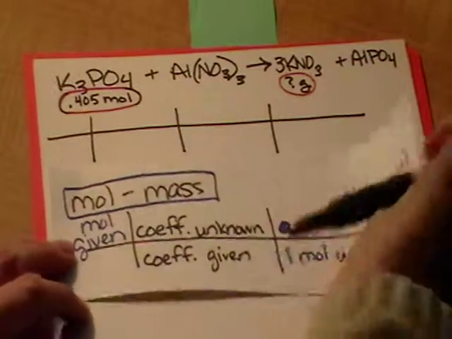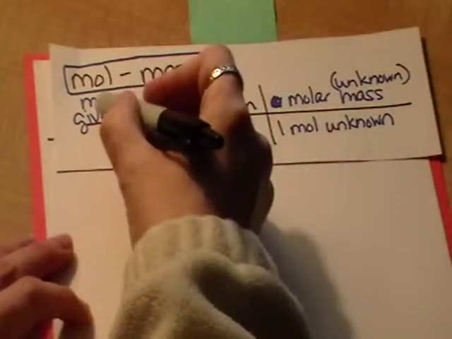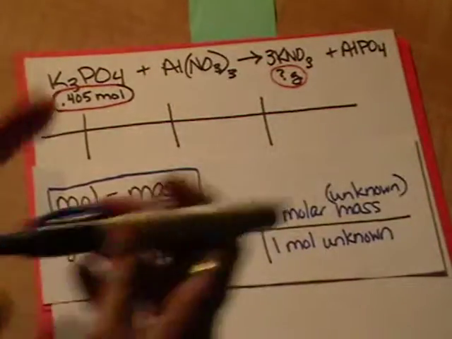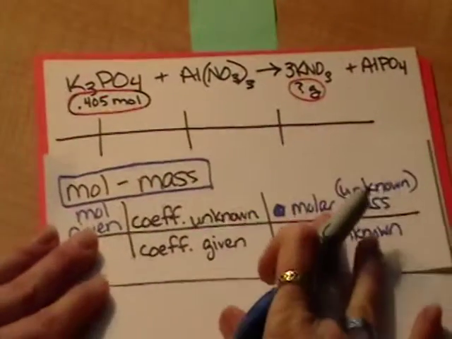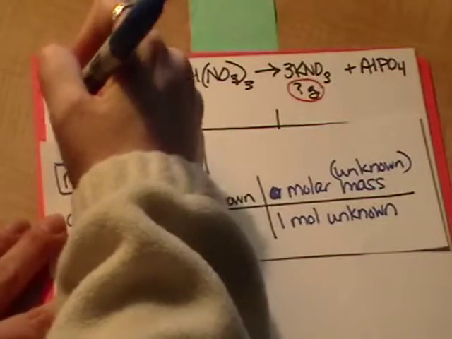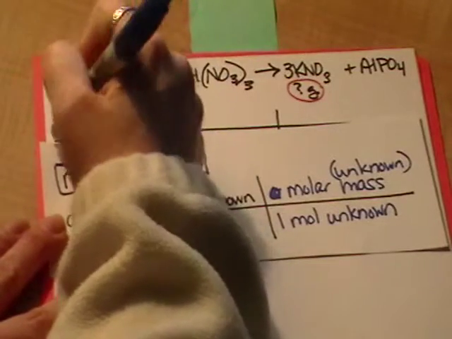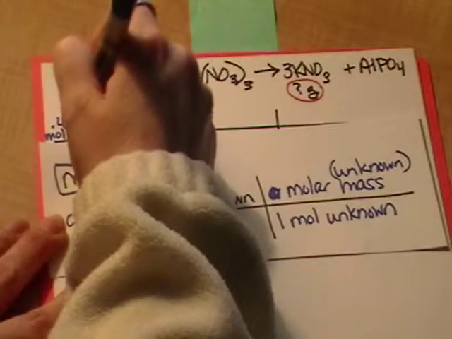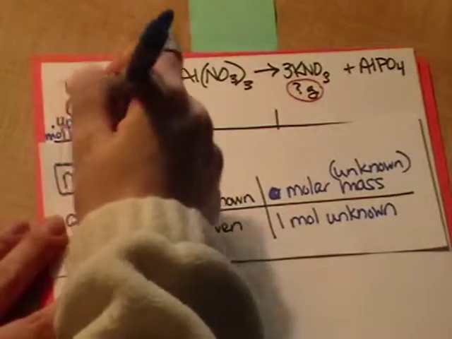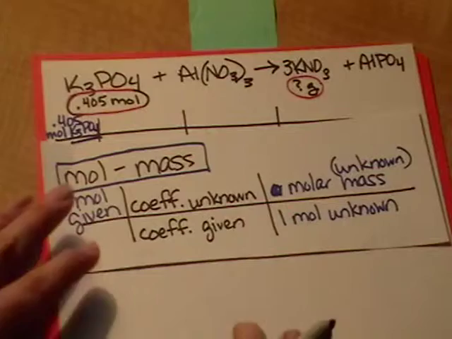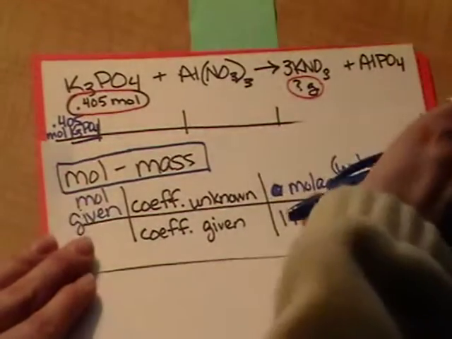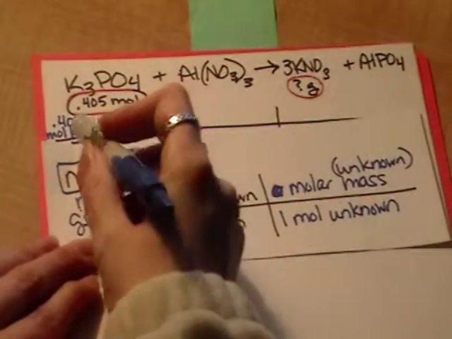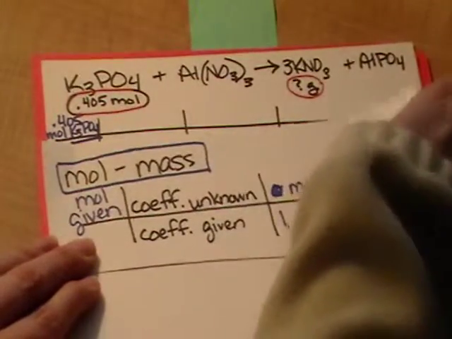So first off, in the top left corner is always what you're given. So in this case, I'm given 0.405 moles of K3PO4. Do not leave K3PO4 out. You might get confused and your calculations may be off if you do that. So my given is right there.